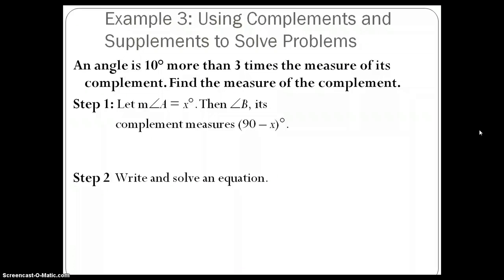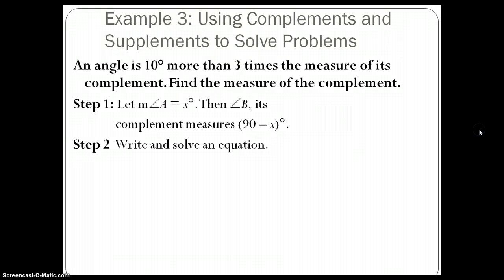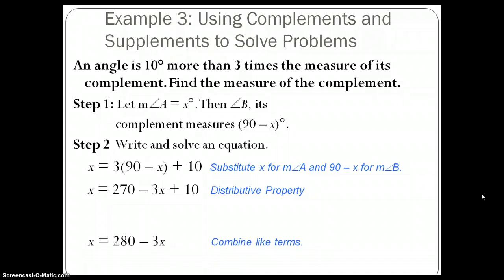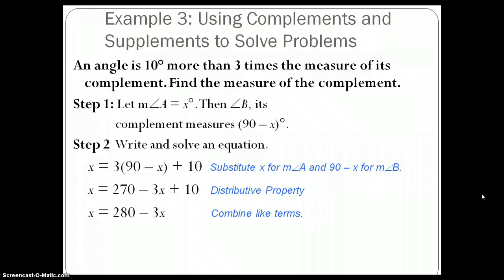We're going to write and solve an equation. X equals 3 times the measure of the complement. Since B is 90 minus x, we simply multiply by 3. We use the distributive property. And we get that x is 270 minus 3x plus 10. Simplifying, just combining the like terms, we get 280 minus 3x.